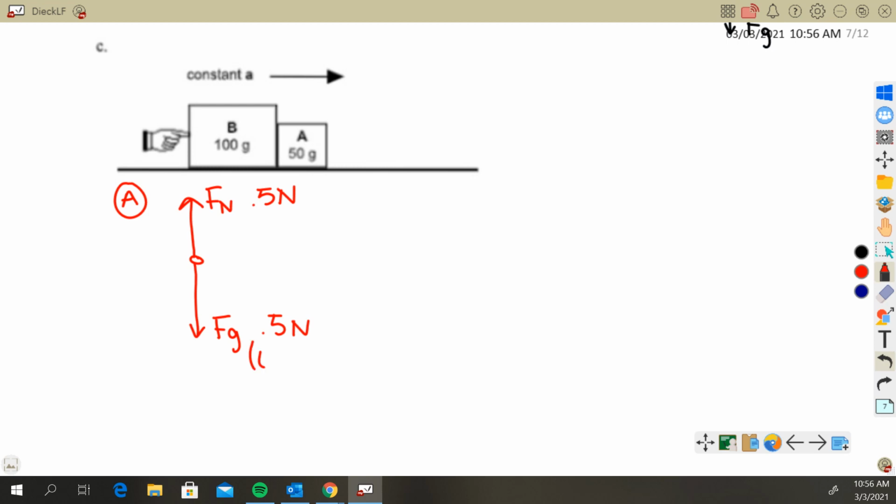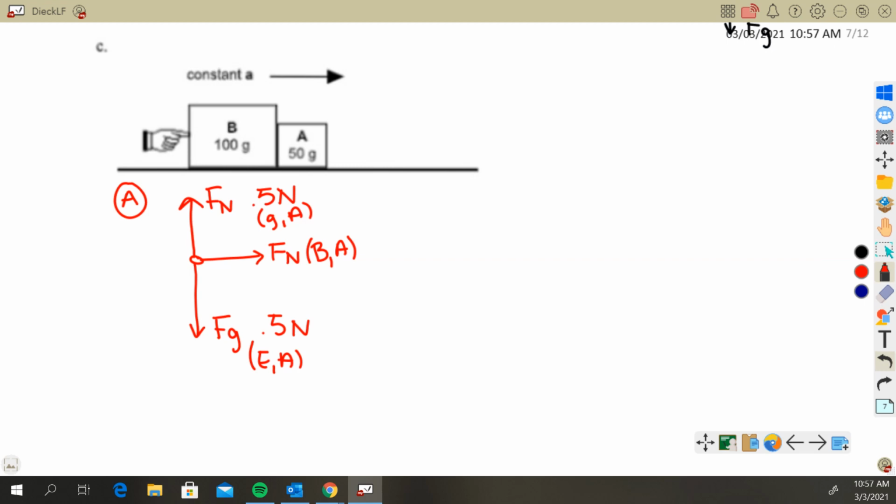Obviously, gravity dealt by Earth, felt by A. Force normal, dealt by the ground, felt by A. Where's the force normal going to be for A? B is on its left side, but remember, B's force is pushing to the right. Does that make sense? So because B is on the left side, but its force is pushing to the right, our normal force is actually going to be on the right side because B is pushing from the right onto A.